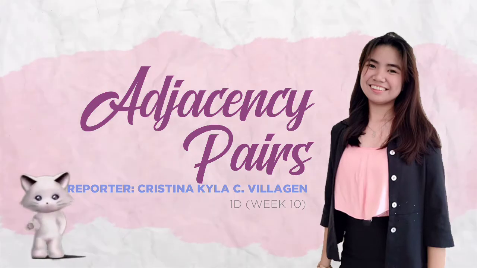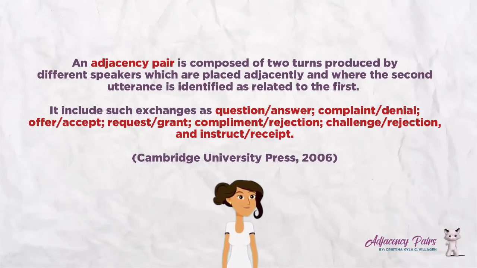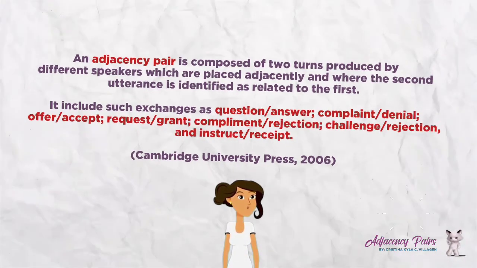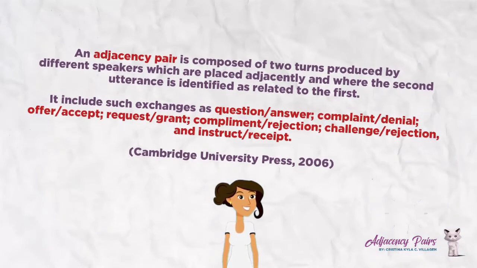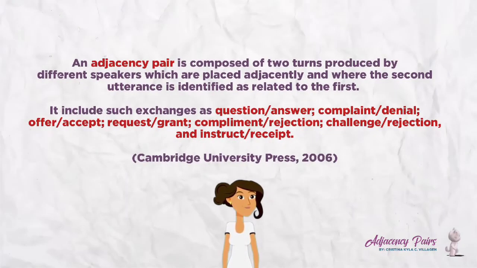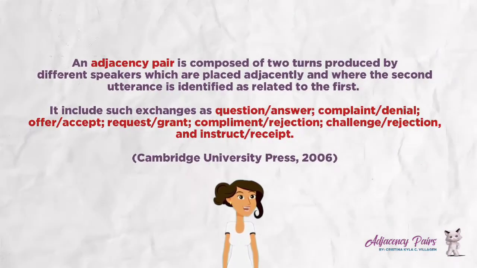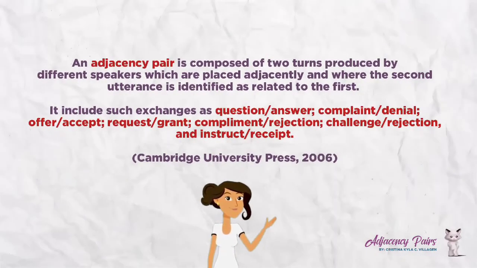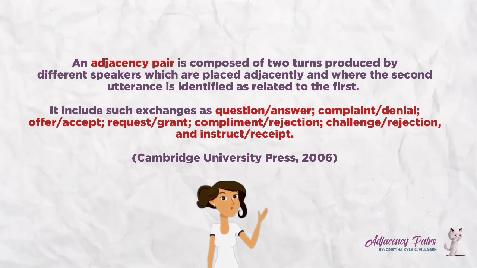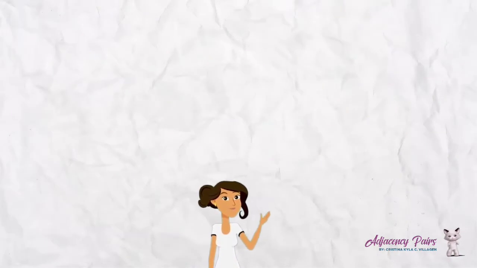I'm Christina Kyla C. Villahen, and our main topic is adjacency pairs. What are adjacency pairs? According to Cambridge University Press of 2006, it is composed of two turns produced by different speakers which are placed adjacently and where the second utterance is identified as related to the first. Moreover, it includes such exchanges as question that should be answered, complaint that may be denied, offer that can either be accepted or declined, request to be granted, compliment or rejection, challenge or rejection, and instruction or receipt.